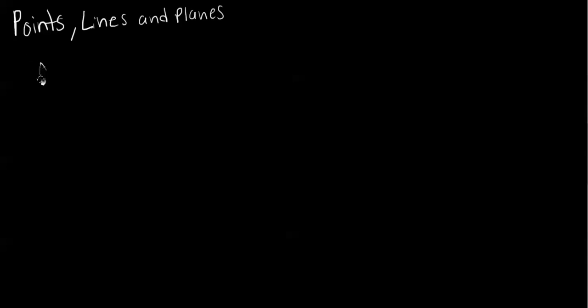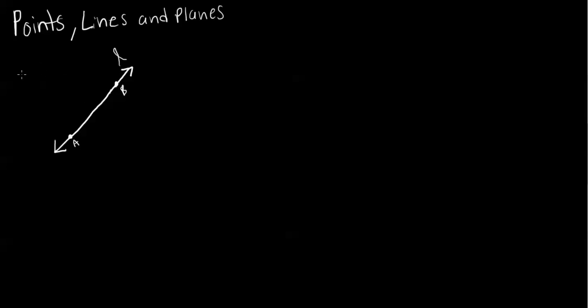Next, a line is represented by a straight path that extends in two opposite directions without end and has no thickness. A line contains infinitely many points. So let's look at what this would look like. Here you can see we have a line. It extends in opposite directions, and this is an example of just 2 points on a line. We have point A and point B.